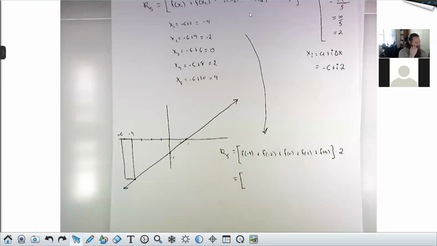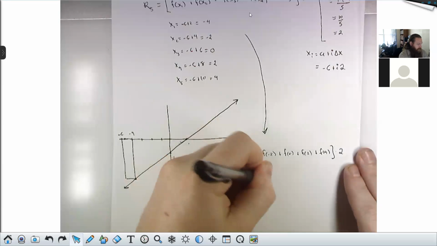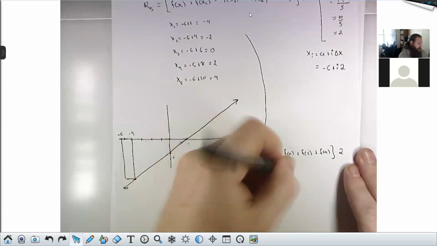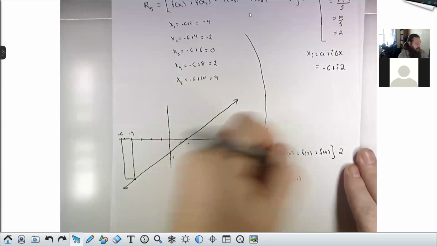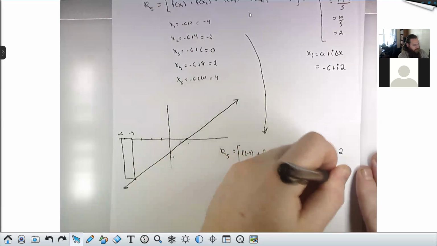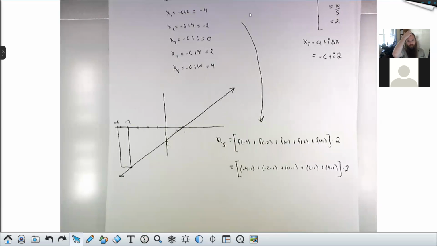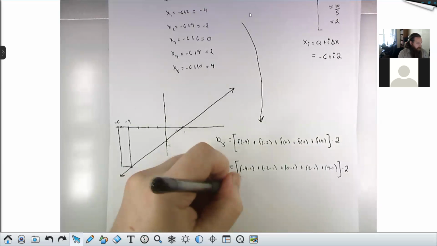So what is f of x? It's x minus 1, right? So this would be -4 minus 1 plus -2 minus 1 plus 0 minus 1 plus 2 minus 1 plus 4 minus 1, all times 2. And then from here, we can just clean up a little bit.